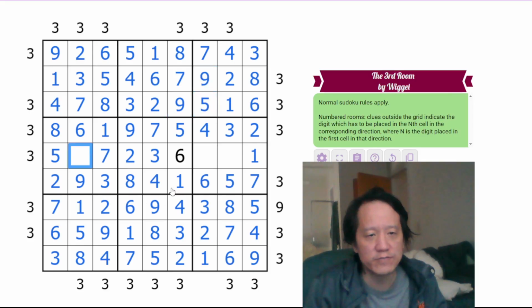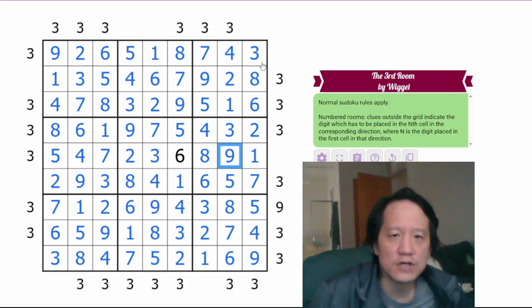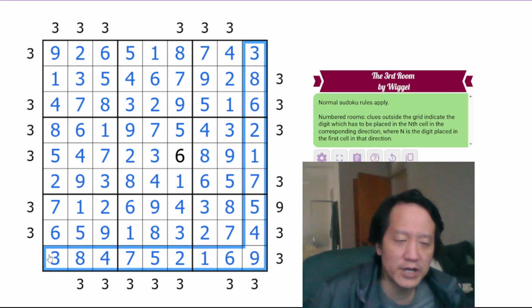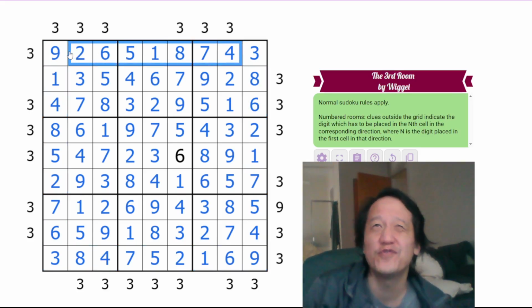And the rest is pretty straightforward. This is 4. We have 8 and 9 left. This must be 8, and this must be 9. And that's the solution. I hope I gave you some insight into number rooms, because number rooms is fairly common as a rule set.